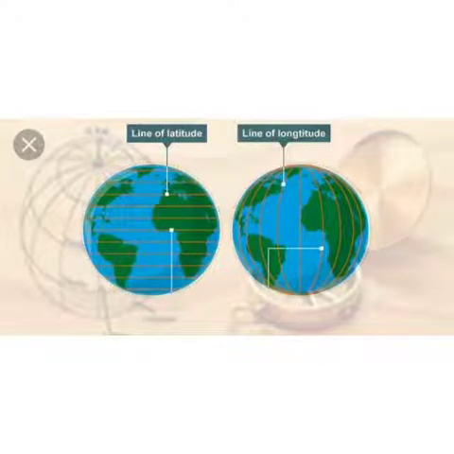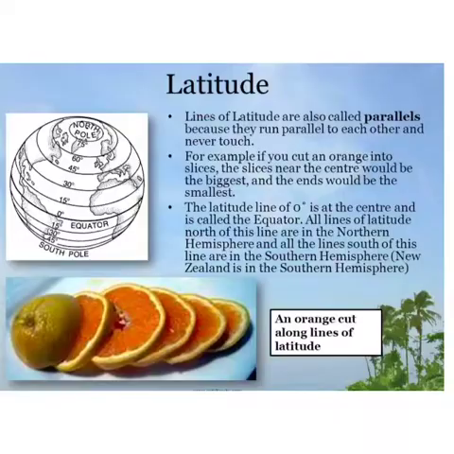You can take another example of a ball. Now, lines of latitude are also called parallels because they run parallel to each other and never touch. For example, if you cut an orange into slices, the slices near the center would be the biggest and the ends would be the smallest. The latitude line of 0 degrees is at the center and is called the equator. All lines of latitude north of this line are in the northern hemisphere and all the lines south of this line are in the southern hemisphere.